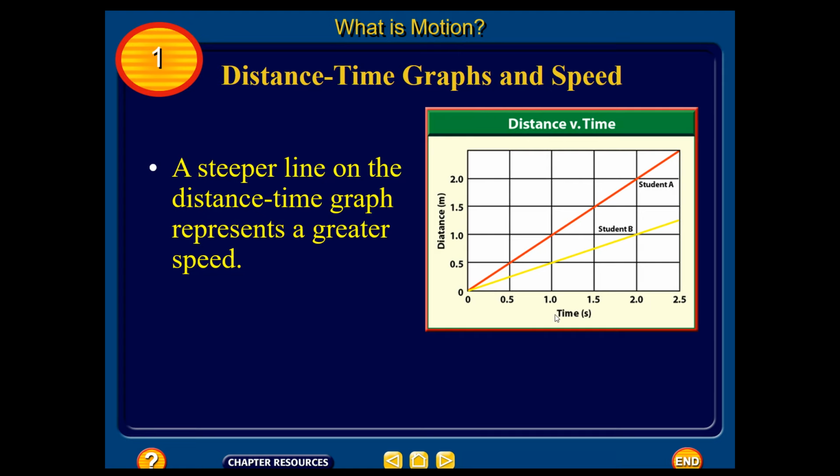And remember, on a distance versus time graph, a horizontal line coming across here represents no motion at all. It's not moving. Why? Because you're not changing position. You're staying at 1.5. The time is changing, but you're not changing position. So a horizontal line on this type of graph represents no motion.